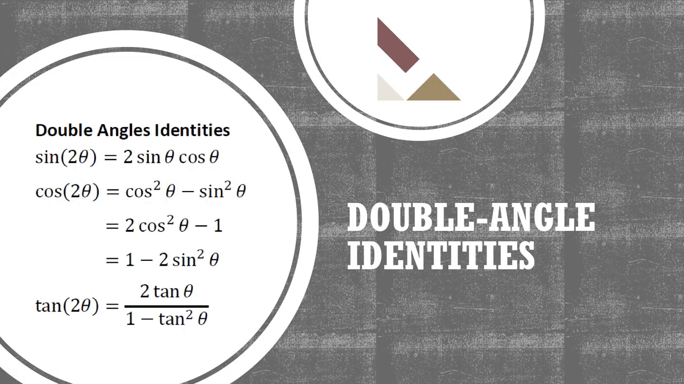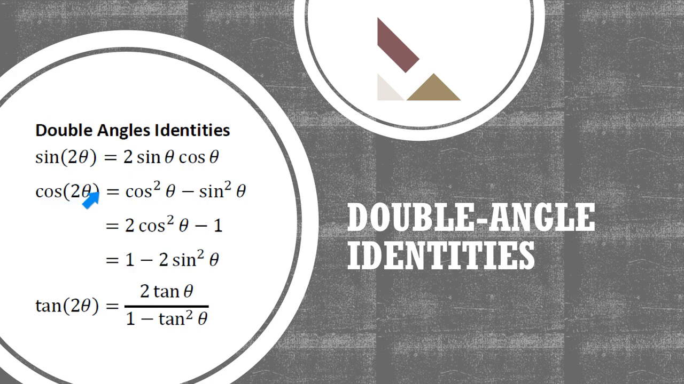So the first thing we're going to talk about is the double angle identities. That is, if we have 2 times some theta, the sine of 2 theta is equal to 2 times sine of theta cosine of theta. And cosine of 2 theta is going to be equal to all of these three. Usually I pick the one that's the easiest.